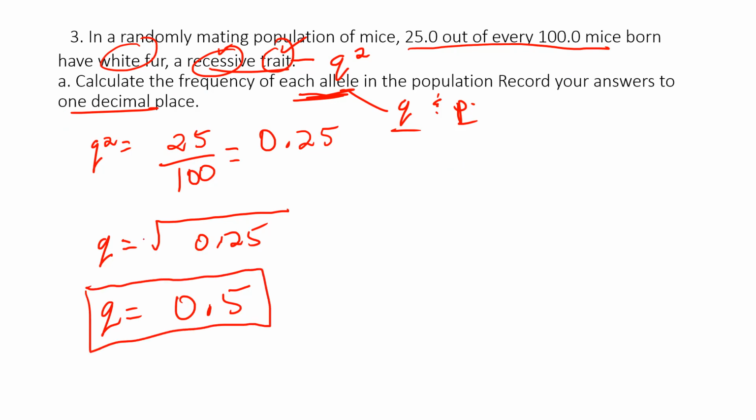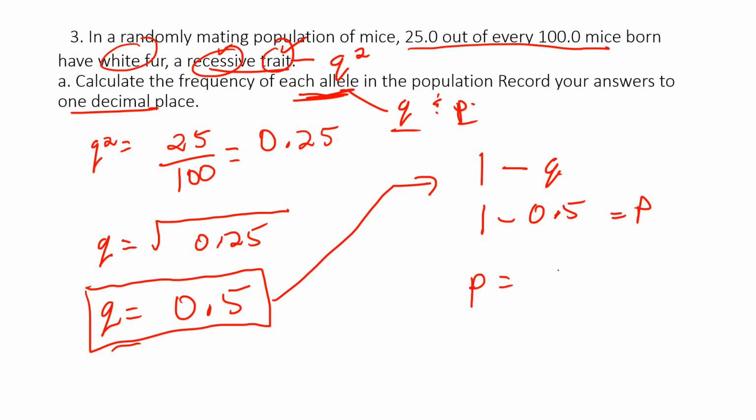And again, the hardest part of these questions is when do we square root it? When they give you in the question the Q squared value, in this case they told us it was 0.25, that's when we're going to square root it to find the single Q. Why do we have to do that? Because once we have the single Q, we can easily go find P, because P equals 1 minus whatever Q is. So when we go 1 minus 0.5, that's going to give us P. We determine P to be 0.5 as well.